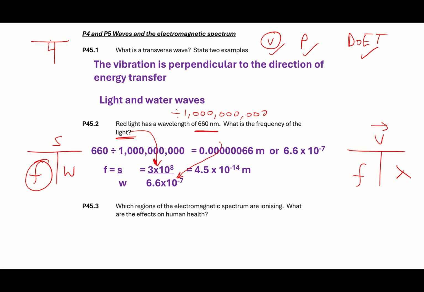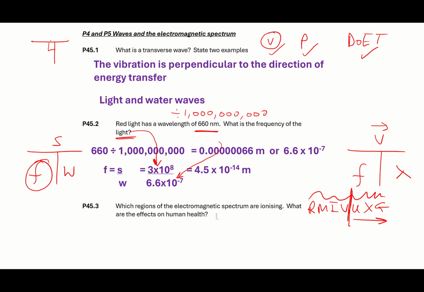Okay, next part, which regions of the electromagnetic spectrum are ionizing, and what are their effects on human health? So red, monkeys, insert, vultures, under, xylophones, great. Long to short, and we need to know, we partition after visible. Anything past visible is ionizing. So U, X, and G.